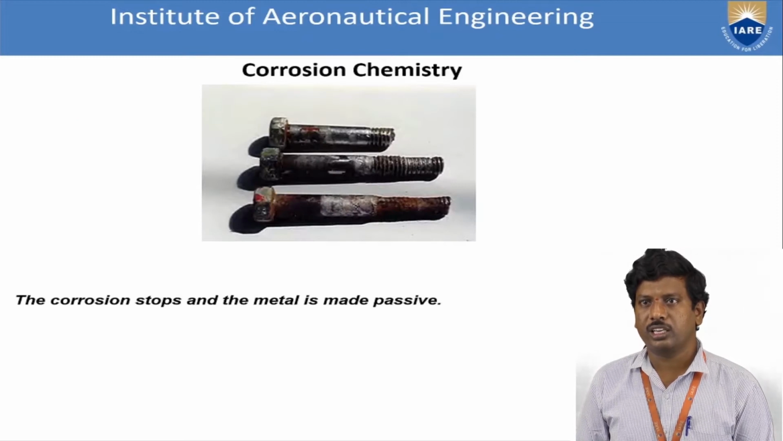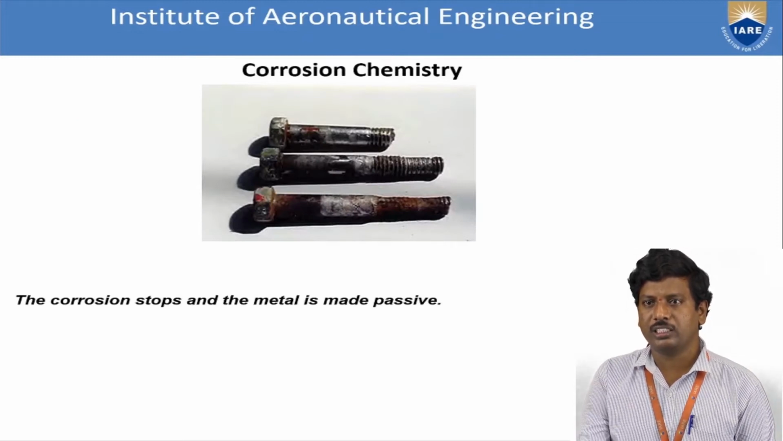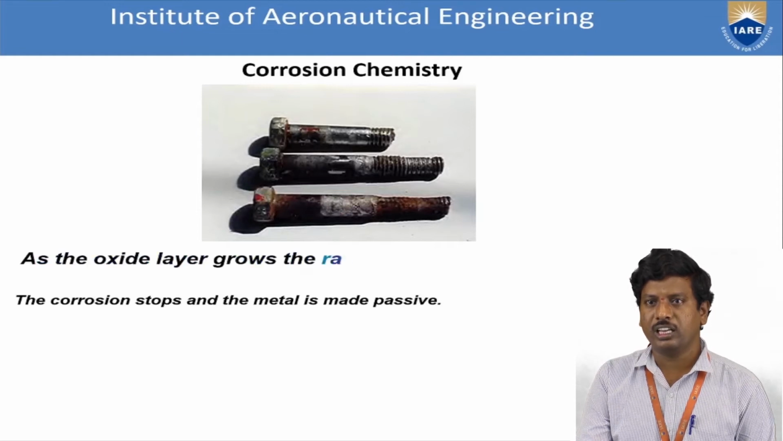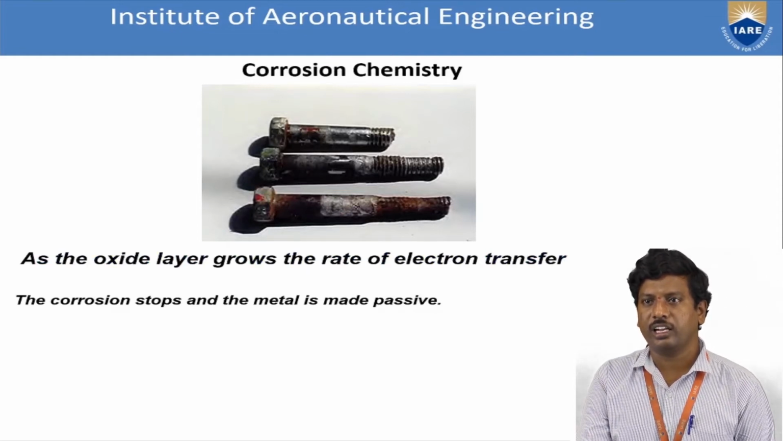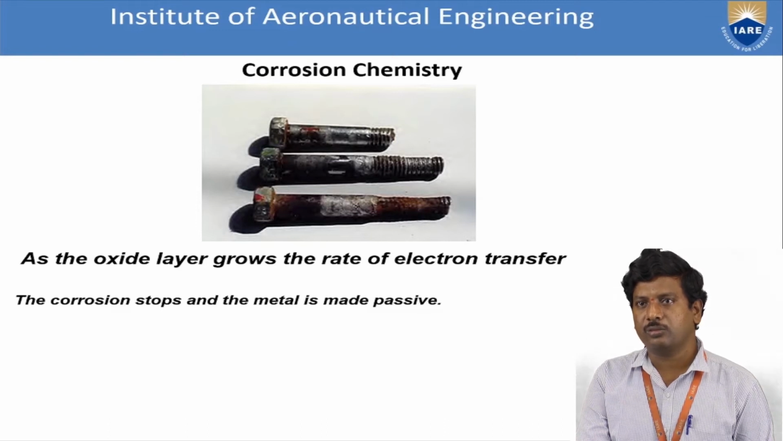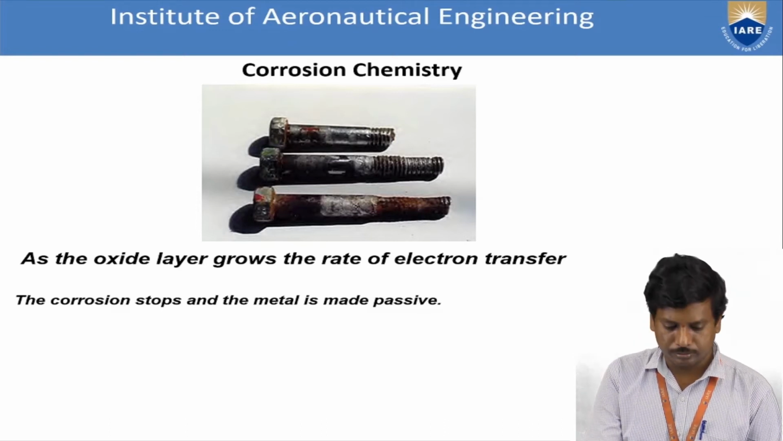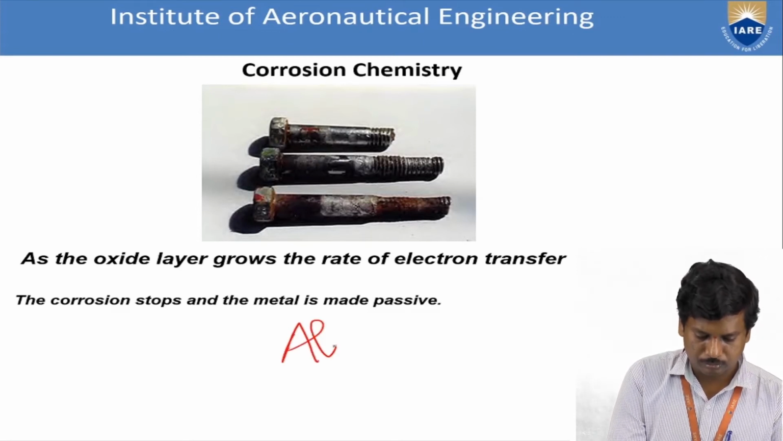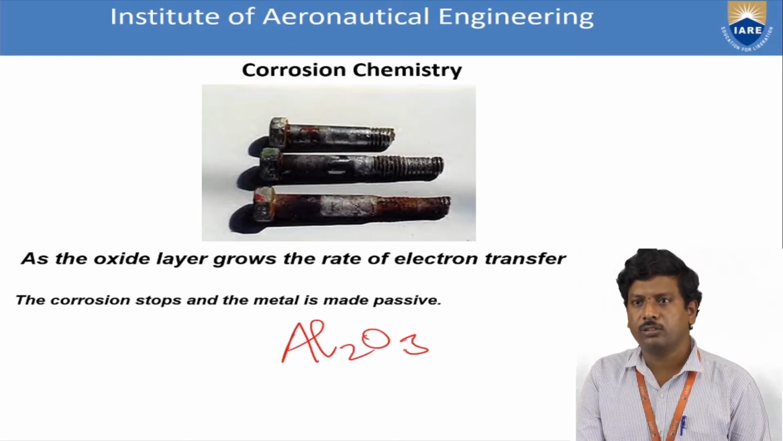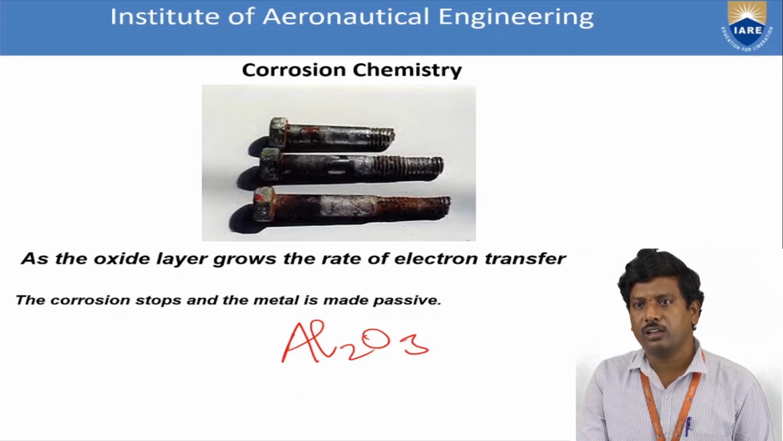Next one, corrosion chemistry. The corrosion stops and the metal is made passive. Once the oxide layer grows, the rate of electron transfer decreases. That means once the oxide layer is produced on the material, the corrosion stops and the metal is made passive. Passive means inert; it should not undergo further corrosion. This type of corrosion is mainly observed with aluminum oxide, Al2O3.